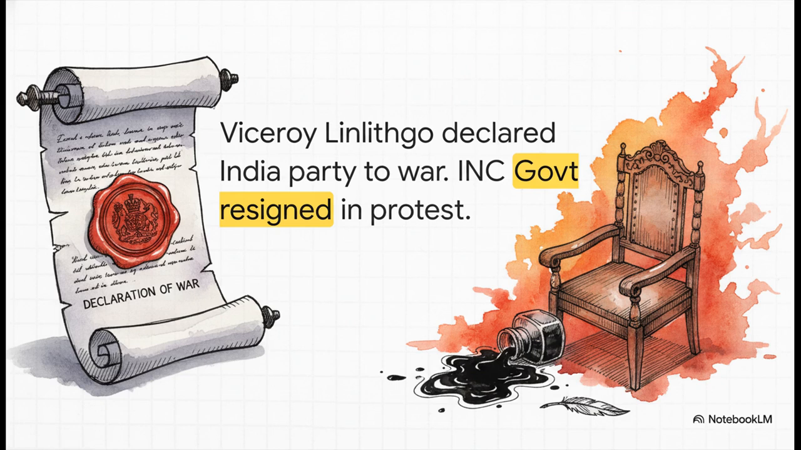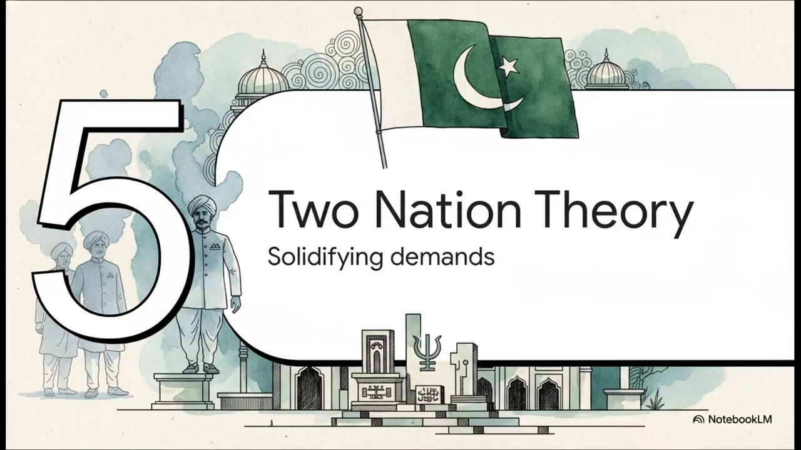But then, Viceroy Linlithgow made a move that acted as the ultimate domino. He completely bypassed the Congress and unilaterally declared India a party to the war. In unified protest, the entire INC government resigned from all those hard-won provincial seats. It was a massive statement. And it's an event that, our source notes tell us, the Muslim League enthusiastically celebrated as a day of deliverance on December 22, 1939. Let's look at Section 5, the two-nation theory.